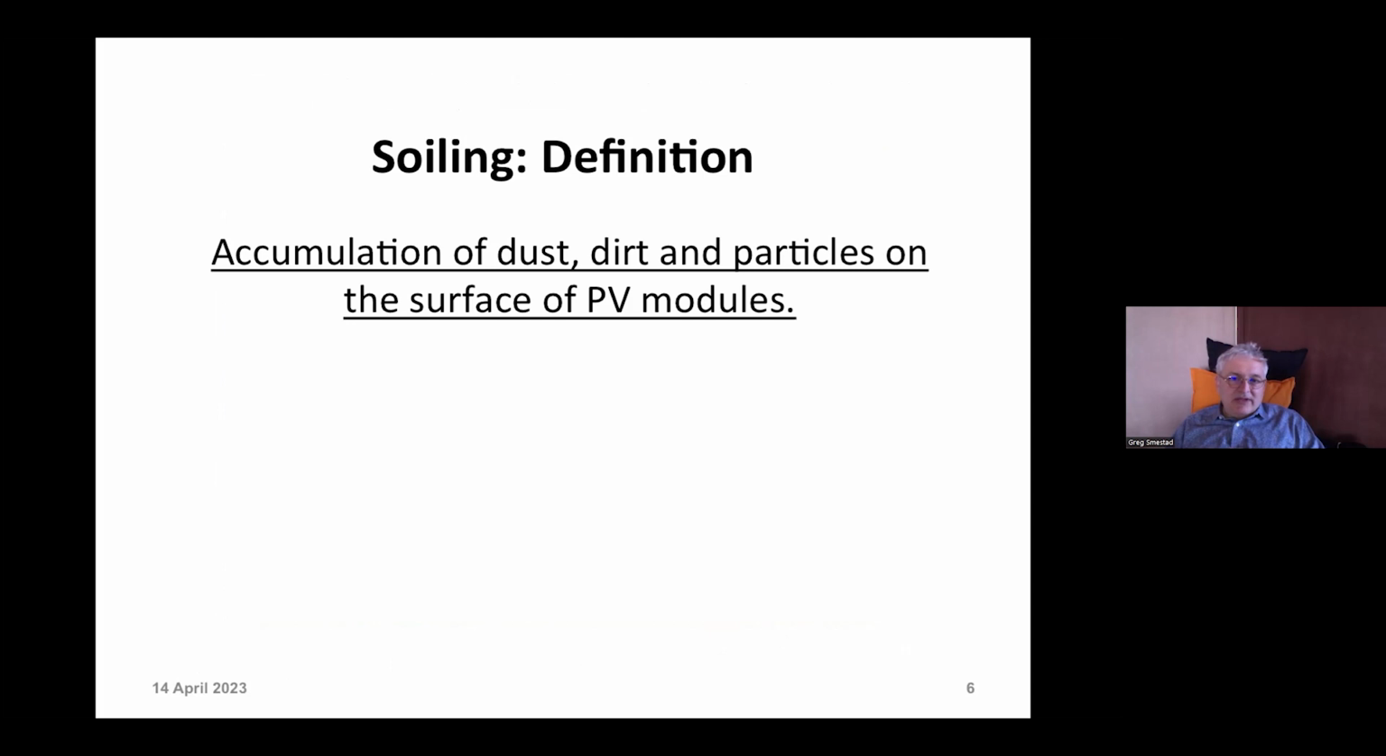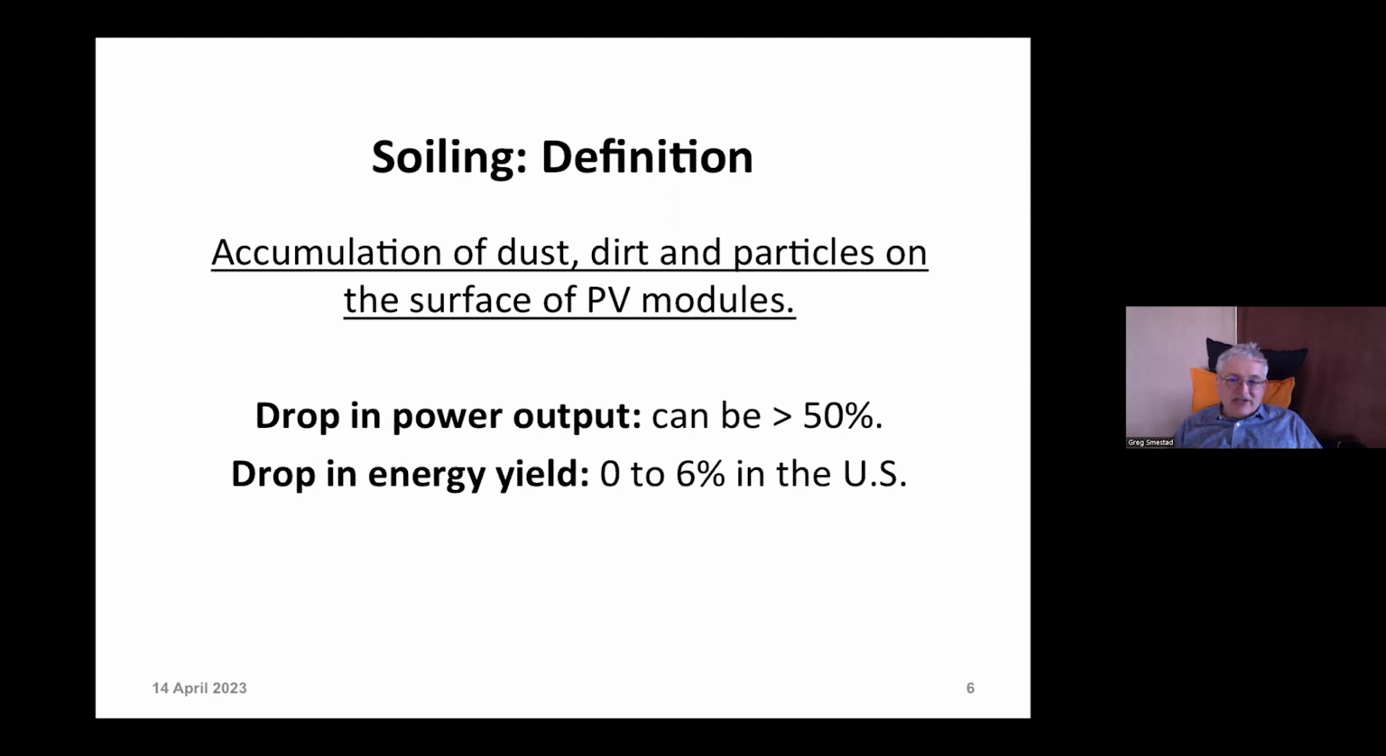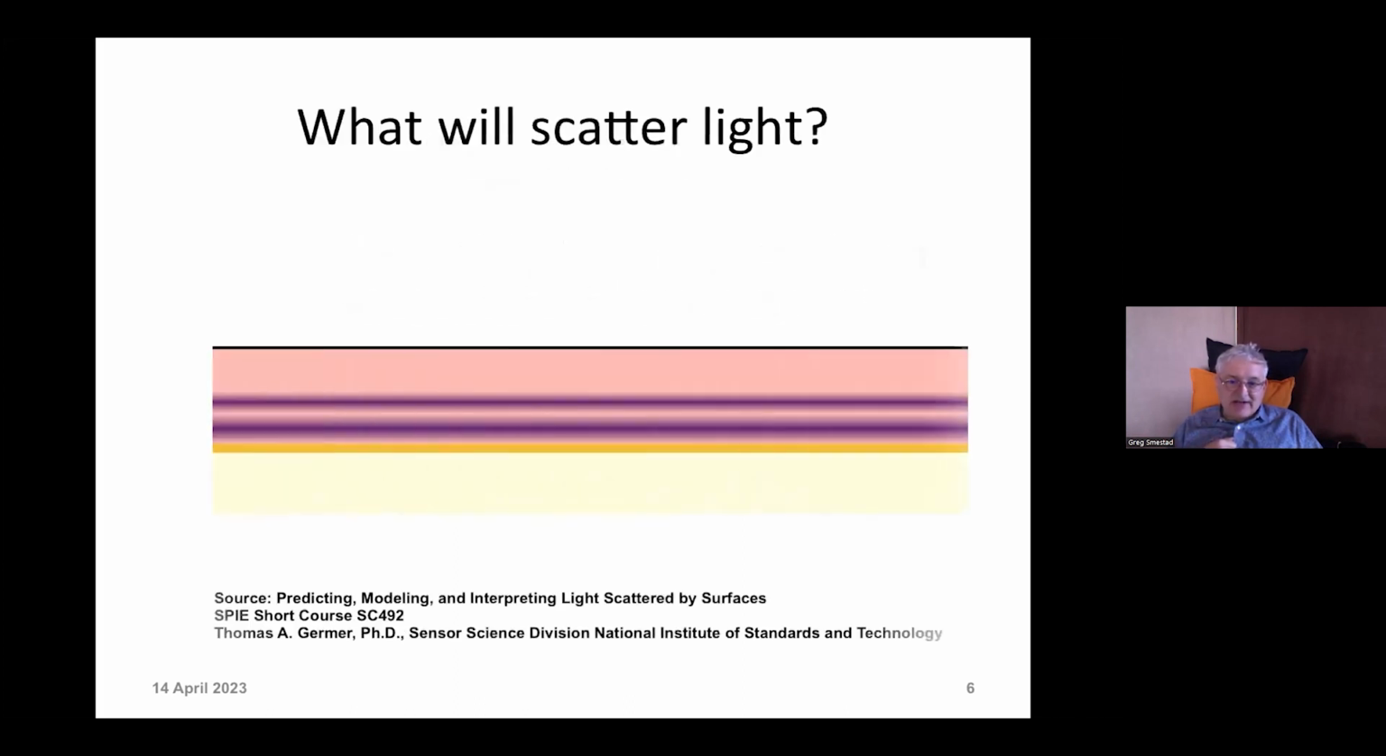So what is soiling in terms of a definition? This is the accumulation of dust, dirt, and particles on the surface of PV modules or on CSP mirrors, I will keep saying. The drop in power output, especially in places like the Middle East or in deserts, can be greater than 50%. So it's a significant effect, which represents a loss of both power and revenue. The drop in energy yield, even in the US, can be anywhere between 0 and 6%, but in other regions it can be much higher.